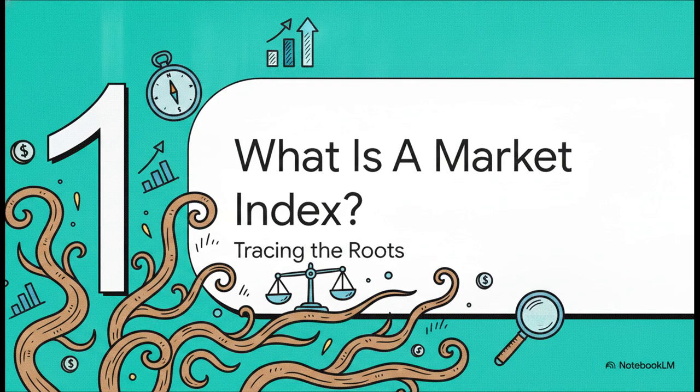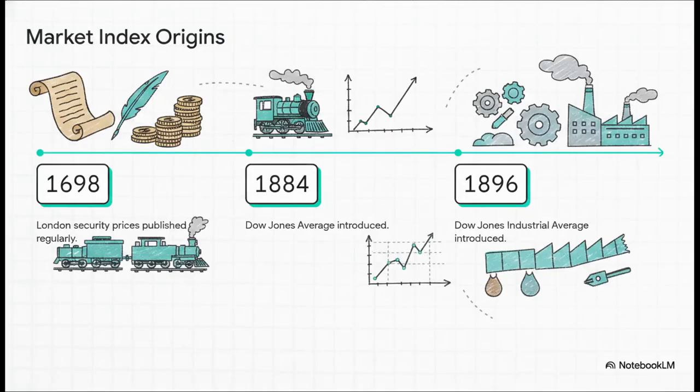All right, Section 1. What is a market index? Crazy enough, investors actually had access to regularly published data on individual security prices in London way back in 1698, but for nearly 200 years, they didn't have a simple unified indicator to just tell them how the overall market was doing. That finally changed in 1884 when publishers Charles Dow and Edward Jones introduced the world's very first security market index, the Dow Jones Average.